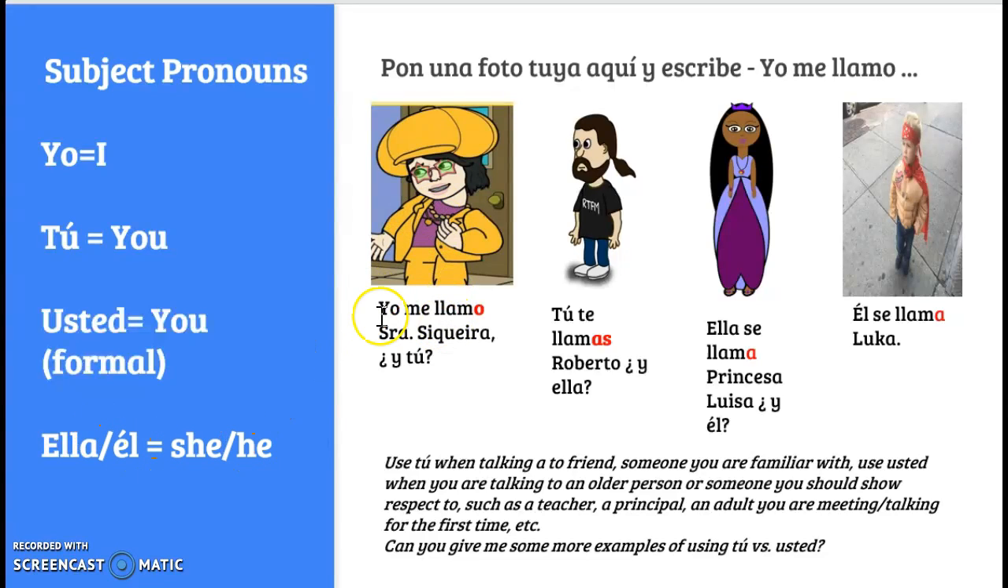Okay. So say, yo me llamo señora Siqueira. Tú te llamas Roberto. Ella se llama Princesa Luisa. Él se llama Luca. So you can see here that I have some letters in red. That means you're doing the conjugation. You're changing the verb to be in agreement with the subject pronoun.